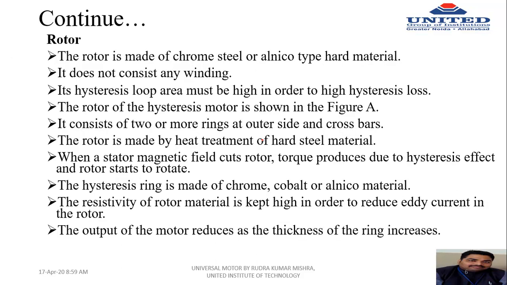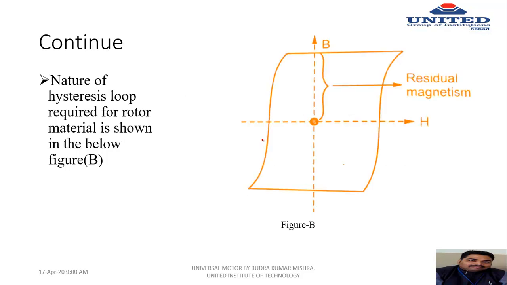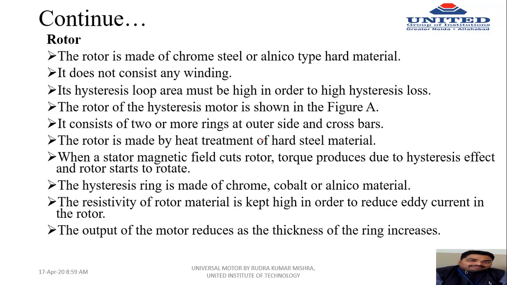Construction of rotor. The rotor is made of chrome steel or alnico type hard material. It does not consist of any winding. Its hysteresis loop area must be high in order to have high hysteresis loss. The rotor of hysteresis motor is shown in the figure in the previous slide. It consists of 2 or more rings at the outer side and 4 bars. The rotor is made by heat treatment of hard steel material.